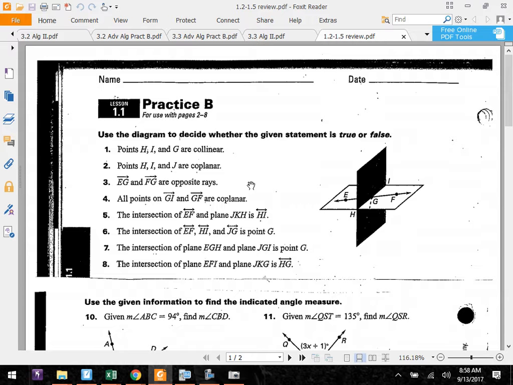Collinear. Collinear meant what? On the same line. Right. Now, what about coplanar? On the same plane.